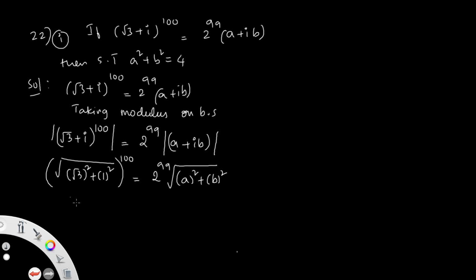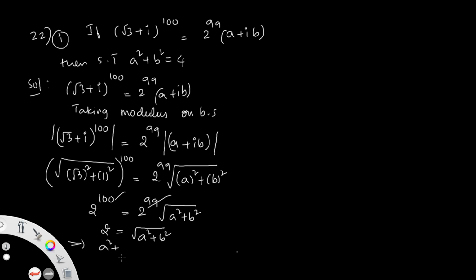So squaring on both sides, this carries the value root 4. Root 4 is 2, so we get 2 power 100 equals 2 power 99 into root over a square plus b square. This cancels to give 2 equals root over a square plus b square. That implies a square plus b square equals 4. Hence proved, by just taking the modulus on both sides. That is question 22, first part.